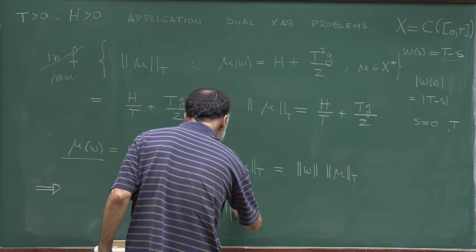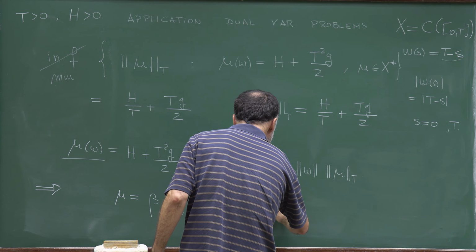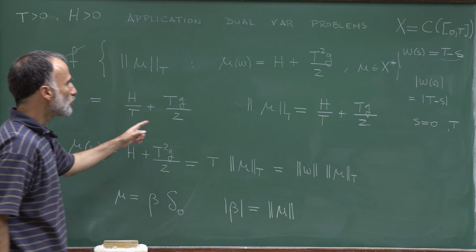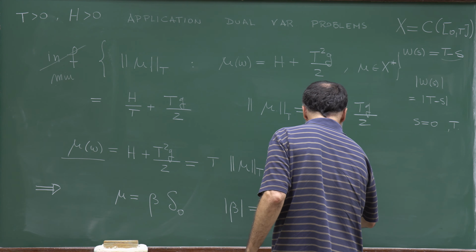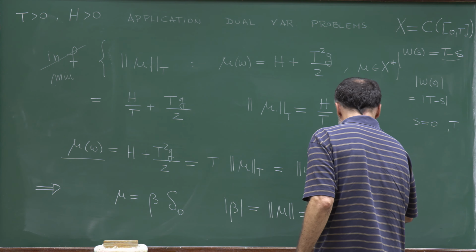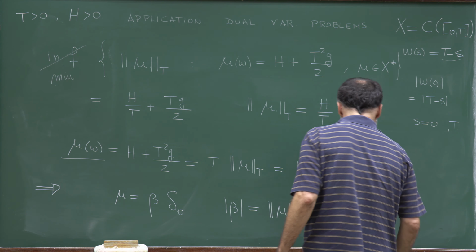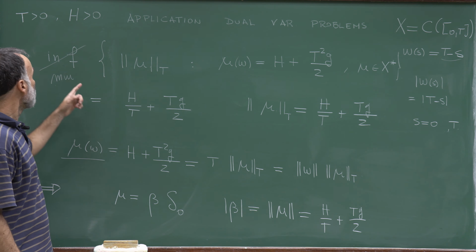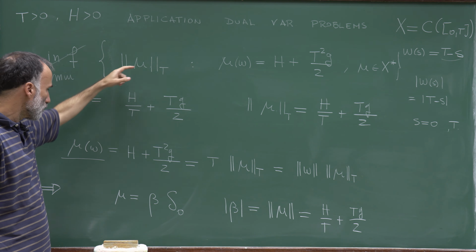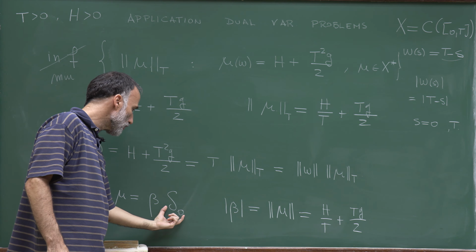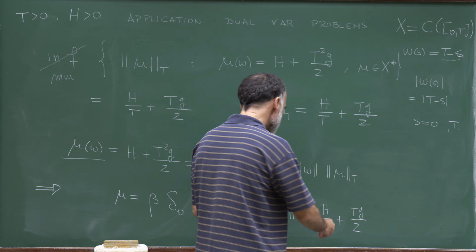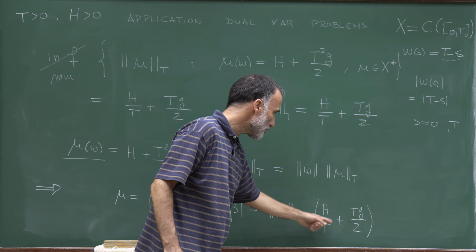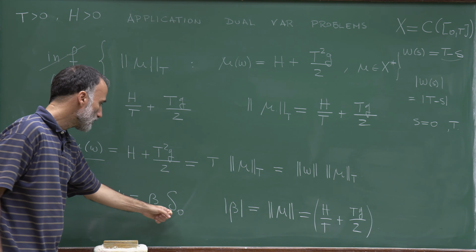And beta is given by the norm of mu. Well, but the norm of mu, we know exactly what it is. The norm of mu is h divided by t plus tg divided by 2. And therefore, this proves the second part of the claim, that the measure mu, which solves this variational problem, is actually a multiple of the Dirac measure. And which multiple? Well, this one.